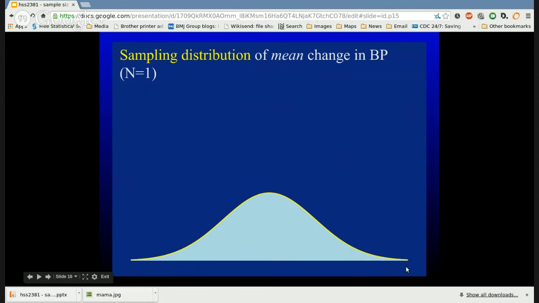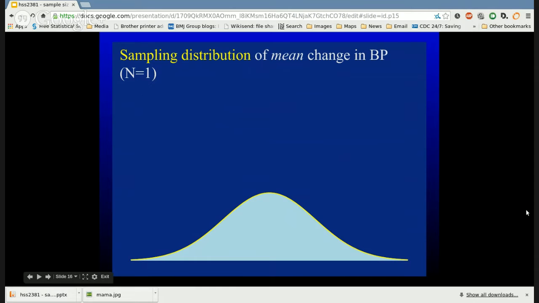Least commonly, we'll find changes in blood pressure of this amount and this amount. And this is the case if the n is 1, meaning in each of the samples that we take, we only take one person. So taking one person an infinite number of times, and throwing them back in the pile, and picking another one, and testing their blood pressure an infinite number of times, we get this distribution of their change in blood pressure. That's the sampling distribution of the mean.